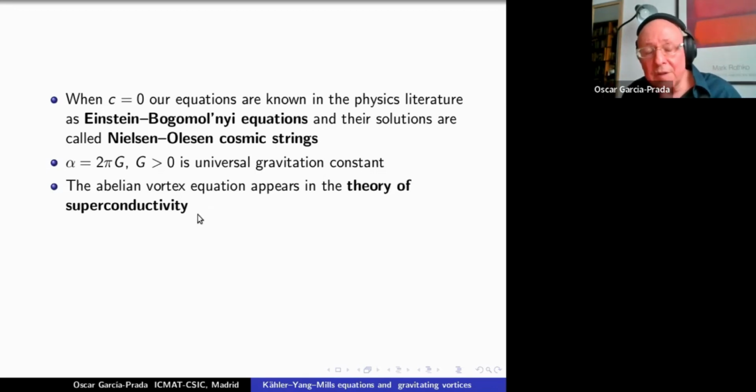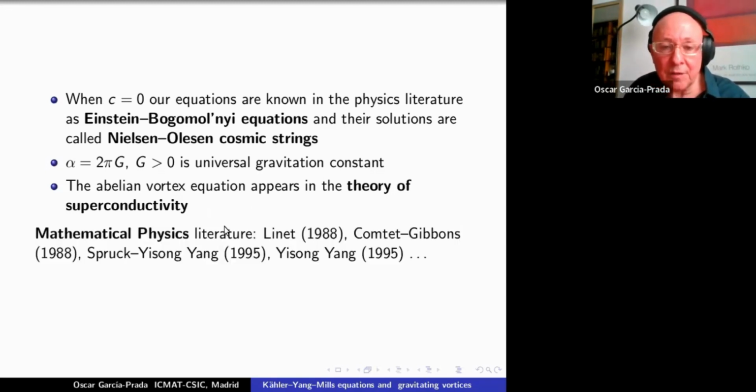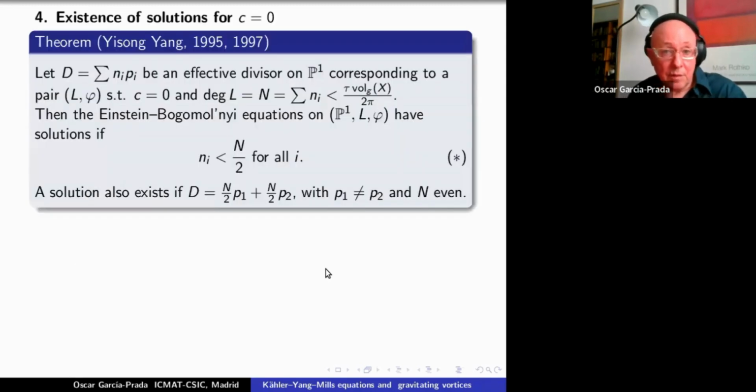And in that book, they comment about this dimensional reduction, this connection of solutions to the vortex equations with instantons. And Witten also applies this dimensional reduction for the abelian vortex equations on the hyperbolic plane. So the idea was not very new. It was just going back to my thesis, where we put it in a more algebraic geometric context in the case of projective curves. There is a very extended literature, and here are some early works by Linet, Comtet, Gibbons, and Sprague, and Yisong Yang has done a lot of the analysis of these equations, and I will allude to Yisong Yang in just a few minutes.